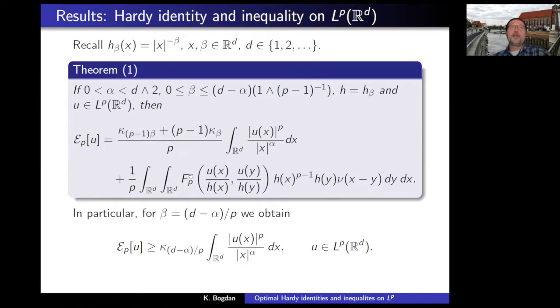The constants here are interesting, especially that for beta equal to d minus alpha over p, those two terms in the numerator simplify, and actually the ratio becomes this number kappa d minus alpha over p. Somehow we are using here the symmetry of kappa as a function of its argument. And if this is the case, that's the constant kappa d minus alpha over p. This is multiplied by this integral, and we can ignore the rest to get an inequality from this identity. Such a choice of this beta is optimal, which is what we will explain or discuss in a moment, and that will be our optimal Hardy inequality on LP.